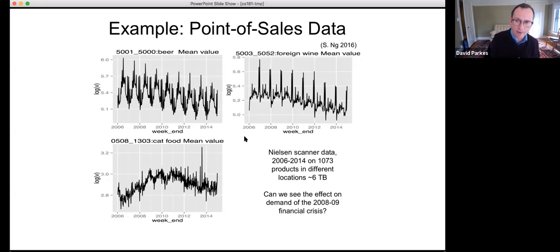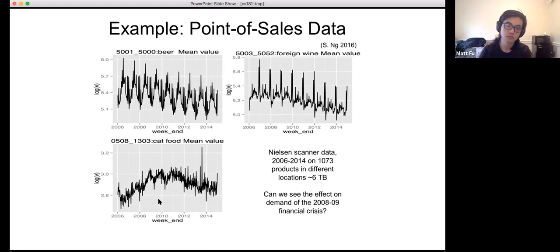I want to give you an example. This is an example of point of sales data from supermarkets. You can see 2006 through to 2015. This is showing the sale of beer. And notice these are log scales. So how much beer is sold in these particular supermarkets in the US, how much wine is sold, in particular foreign wine, and how much cat food is sold.